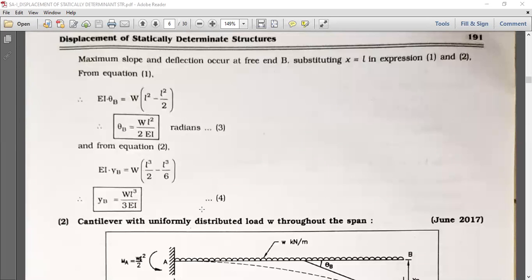Maximum slope and deflection occur at the free end B. Substituting x equal to L in expressions 1 and 2, from equation 1 we get EI θB is equal to W(L² minus L²/2).